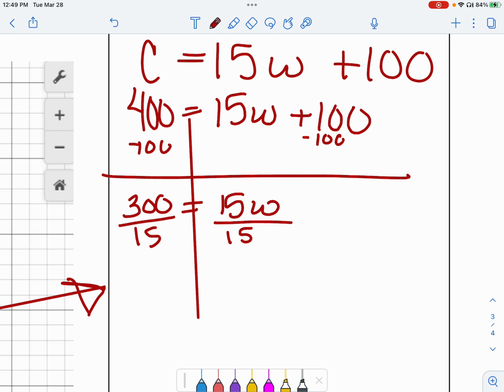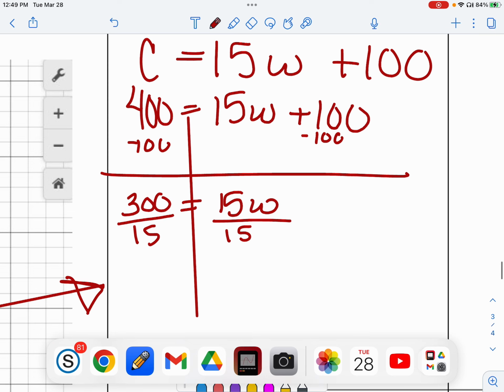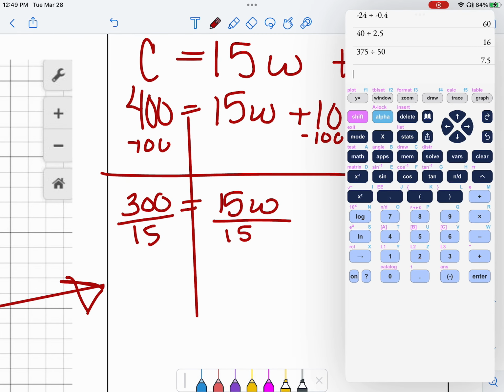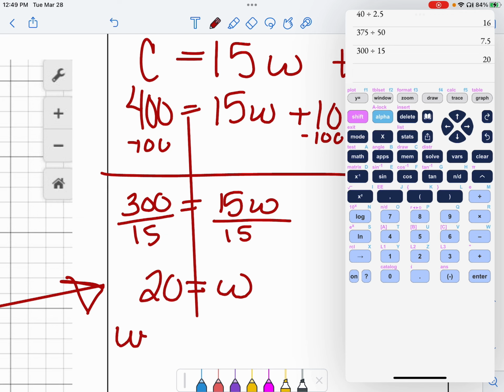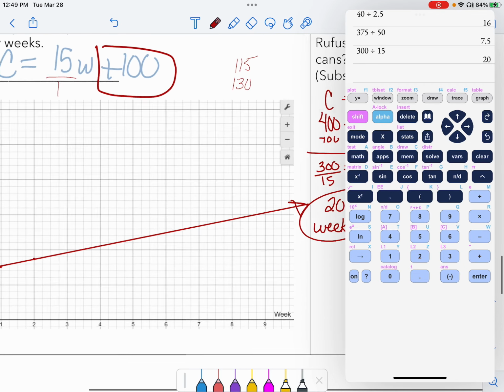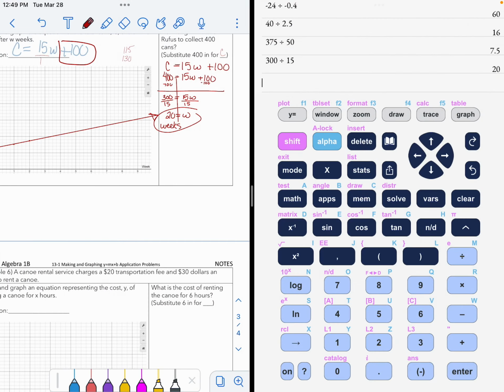So if you're trying to play catch up with me, go ahead and do that now while I grab the calculator. 300 divided by 15 makes a total of 20 equals W. So we can say he must have been collecting cans for 20 weeks if he was going to get a total of 400 cans.